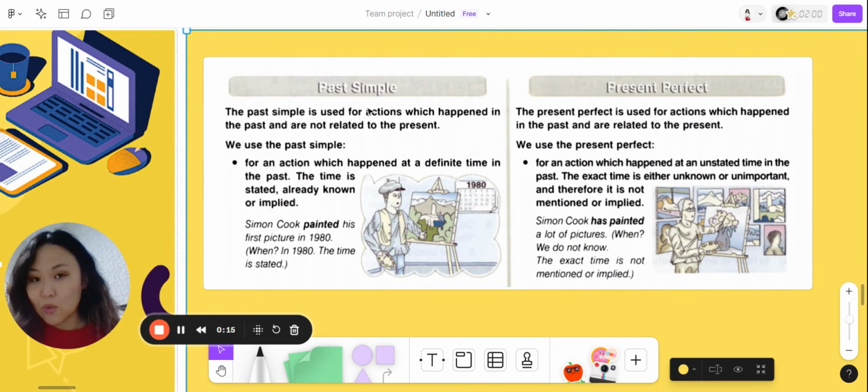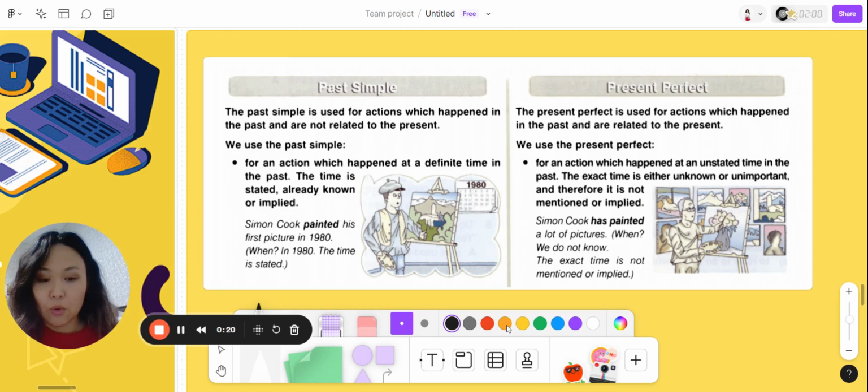So, in past simple, what is really important? It is, as you all know, definite time in the past. So let's look at this example. Simon Cook painted his first picture in 1980. So we have the answer to the question when. In 1980, the time is stated. So it's really important. We talk about a past action that happened at a definite time in the past. The time is known, and we know it or it is implied.